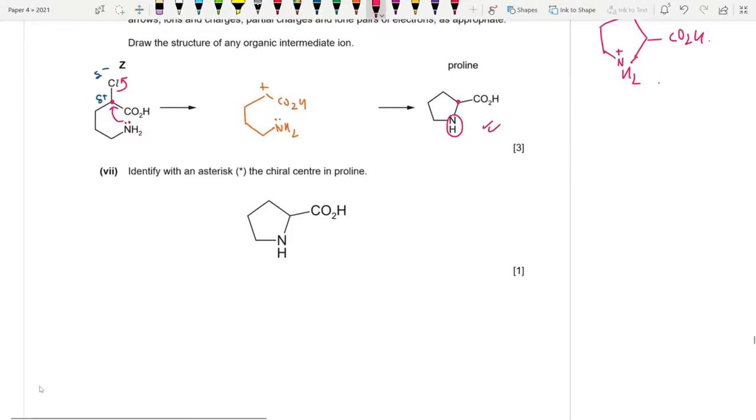Now identify with an asterisk the chiral center in proline. Okay, so this is our chiral center, right? It has 4 different groups attached, 1 hydrogen and 3 different groups.